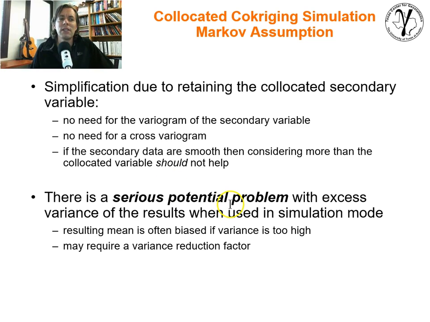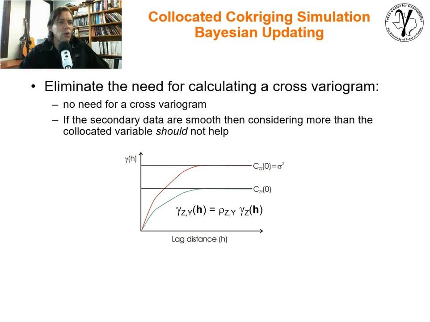But there is a serious potential problem with excess variance in the results when used in simulation mode. The excess variance is caused by the fact that we are throwing out information. We're not using all of the secondary data, and so it can cause a bit of a bias in the variance. If this is detected, often algorithms will just scale the variance back so that the total variance is correct. And so that's a general approach.